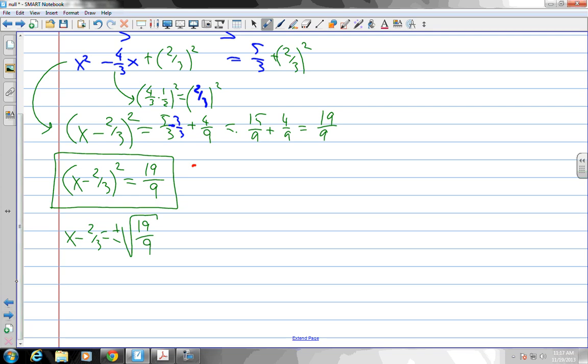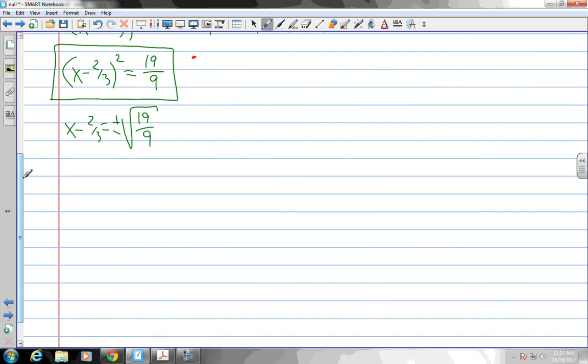Right? Nothing I can do about square root of 19, but I can do square root of 9. So this becomes x minus 2/3 equals plus or minus square root of 19 over 3. The square root of 9 is 3. Right? And finally, to finish this problem, add 2/3 to both sides. Common denominator. So it's 2 plus or minus square root of 19 over 3.